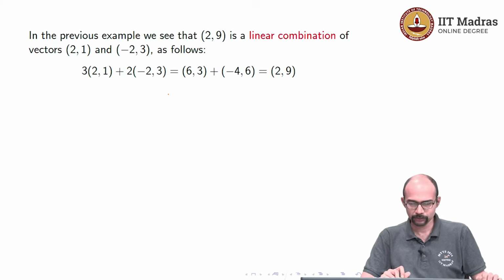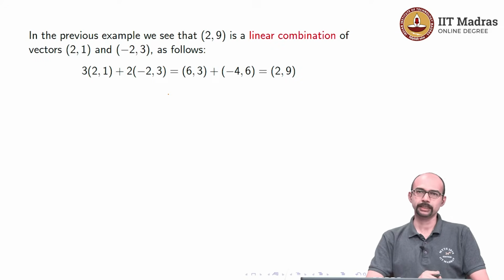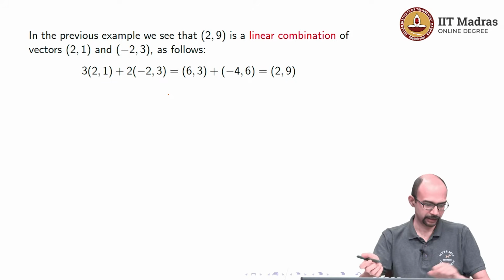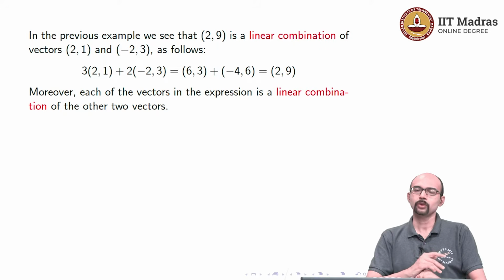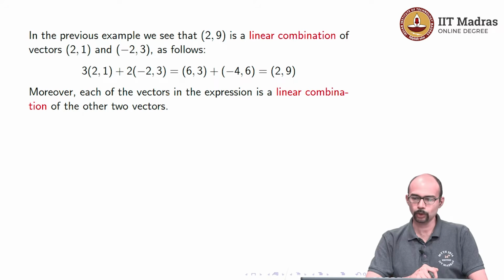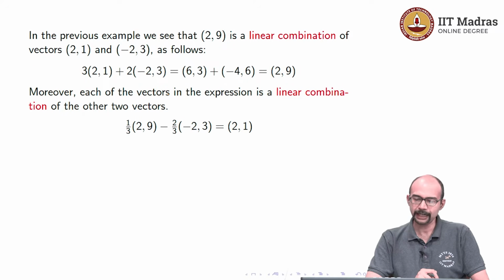Okay, so what have we done? We have expressed (2, 9) as a linear combination of the vectors (2, 1) and (-2, 3). The algebra is what we just did and the expression is written here. So now again we can take these three vectors (2, 1), (-2, 3) and (2, 9), and we can write any one of these as a linear combination of the other two. So already we have written (2, 9) as a linear combination of the first two. Now here's how we write (2, 1) as a linear combination of (-2, 3) and (2, 9). Namely, we can take (-2, 3) on the other side and then we can divide by 3, and that's the expression we get here.